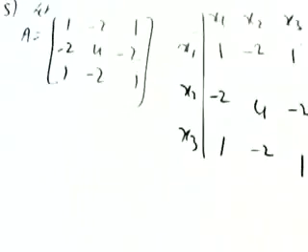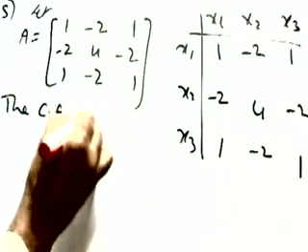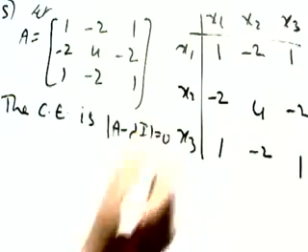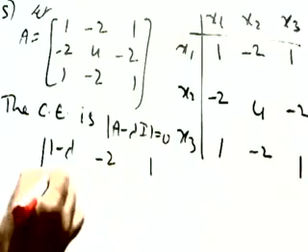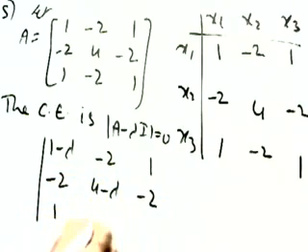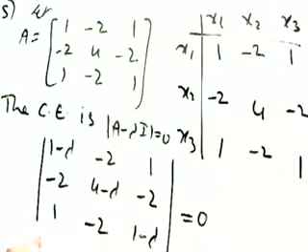Now to find the nature, we have to find the eigenvalues. For that we write the characteristic equation. The characteristic equation is, we know this, |A minus lambda I| equals 0. What will be A minus lambda I? 1 minus lambda, -2, 1; -2, 4 minus lambda, -2; 1, -2, 1 minus lambda, equals 0. So we get this one.